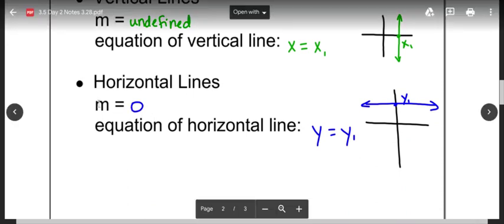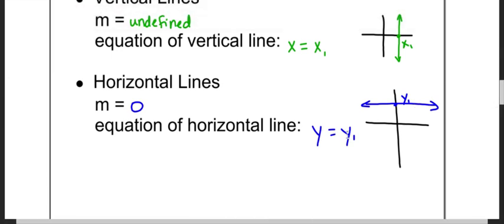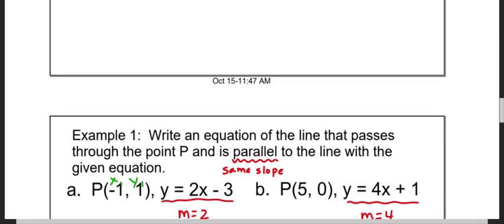Horizontal lines, your slope is 0, so you can have a 0 on top. And that's just a horizontal line, and the equation for that is y equals y1. So whatever your y point is, it equals that.